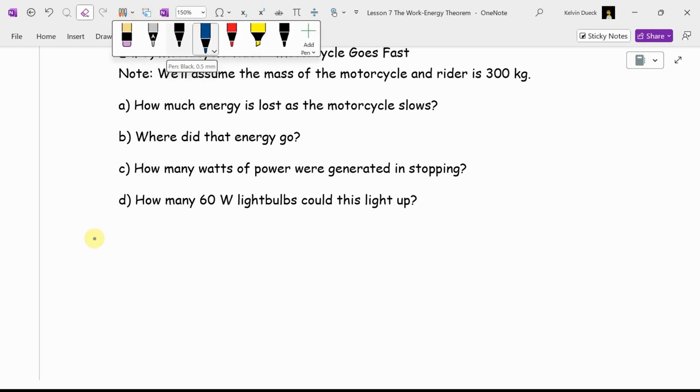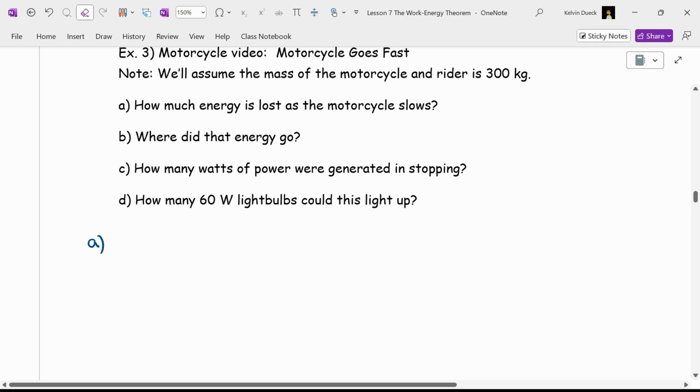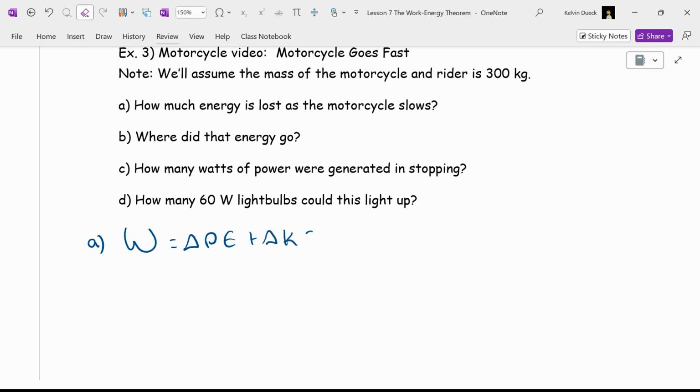Carson, what's A asking me to find? What's it really asking me to find? How much work was done by the brakes? We're going to use the work energy theorem: change in potential plus change in kinetic. You all saw the video. Did it look like there was a hill involved there anywhere? That looked like a level road, so we can do that.